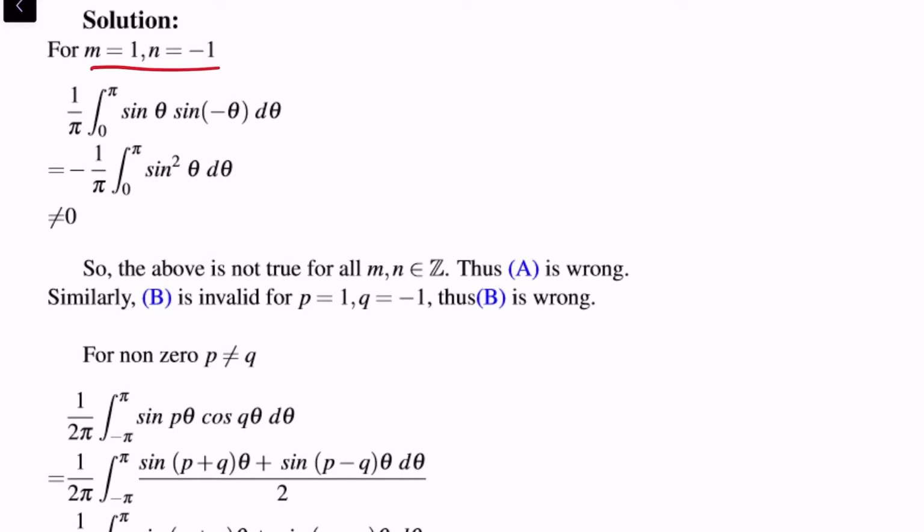And in this case, for m equal to 1 and n equal to -1, it becomes sine theta into sine of minus theta, which is the integral of sine square theta. And since we know that the integral is the area under the curve, and that sine square theta has a graph which sort of looks like that, that is, it's completely positive, so the area has to be positive over any interval on the x-axis that is non-zero length. This has to not be equal to 0, and therefore this option is false.